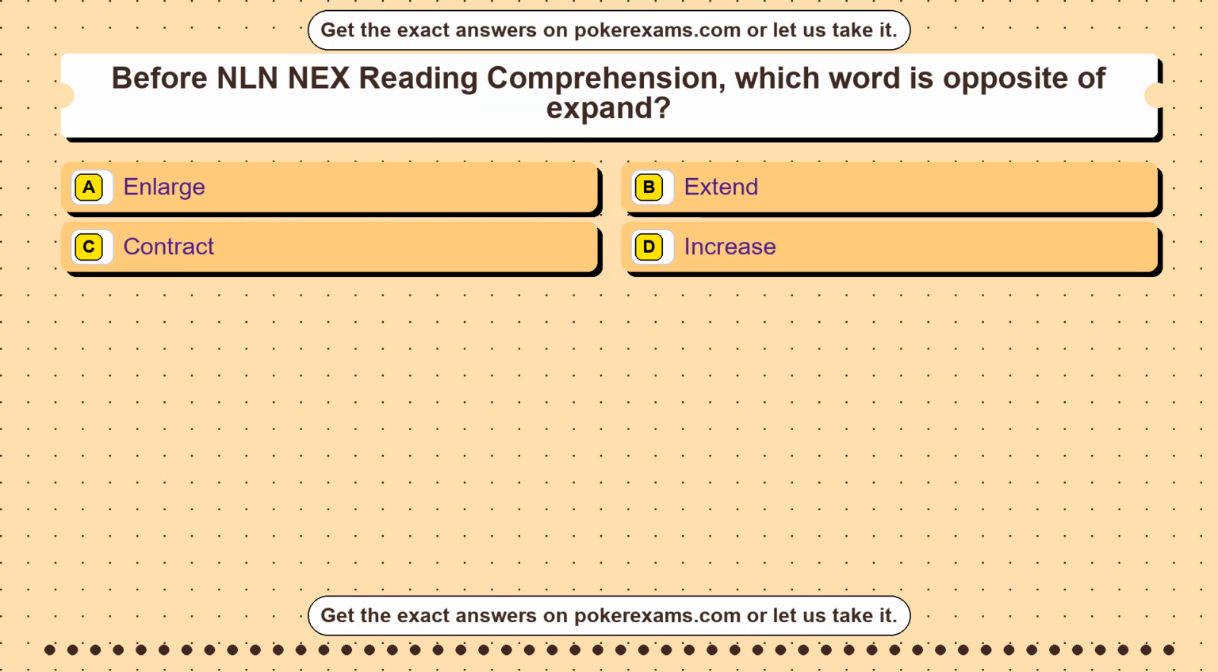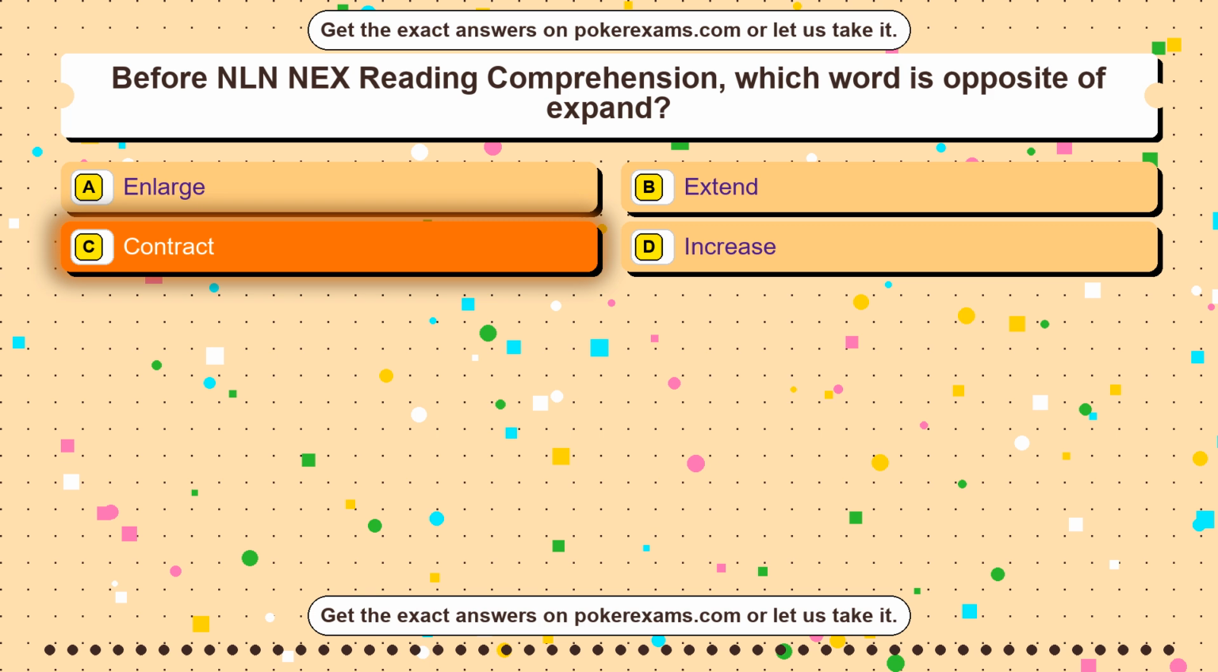Question 35. Before GED probability practice, which detail best supports an inference in RLA? Option A: a longer answer choice. Option B: a familiar topic. Option C: a quoted line from the passage. Option D: a personal guess. The correct answer is option C.